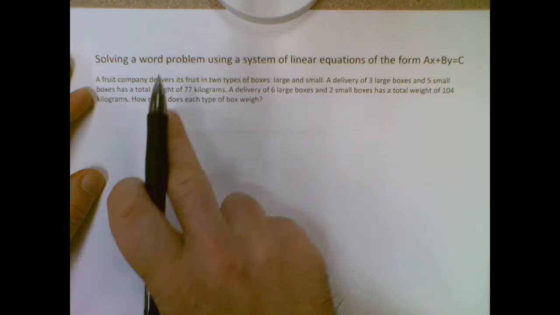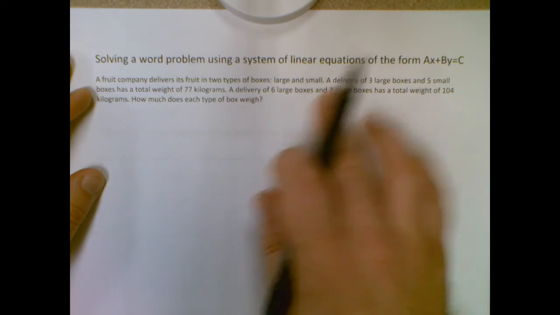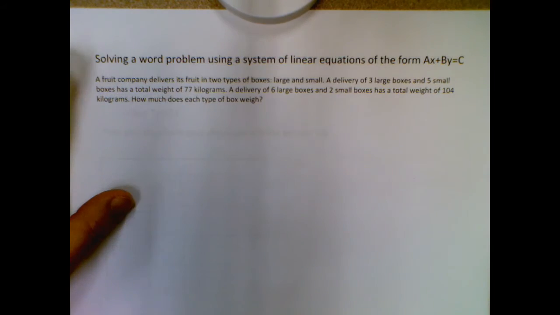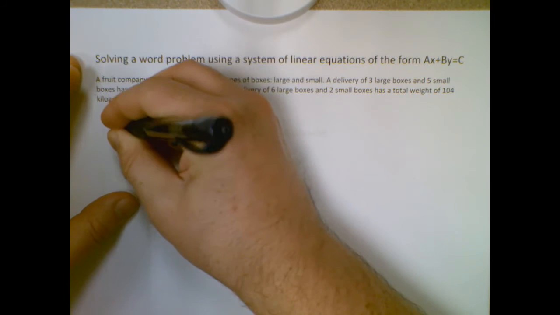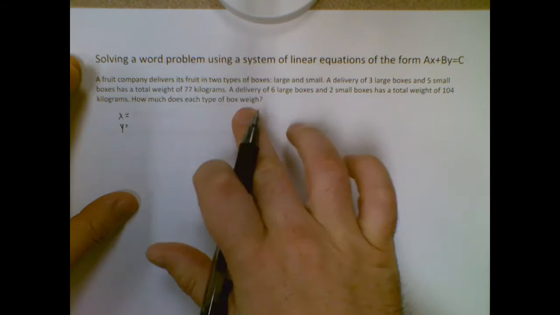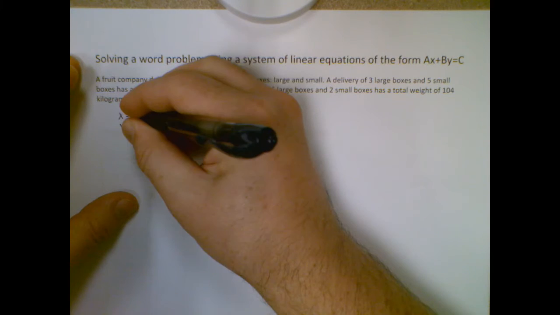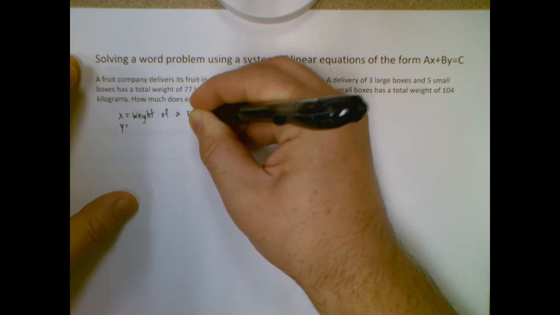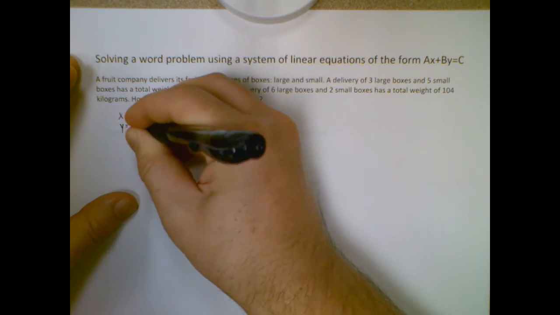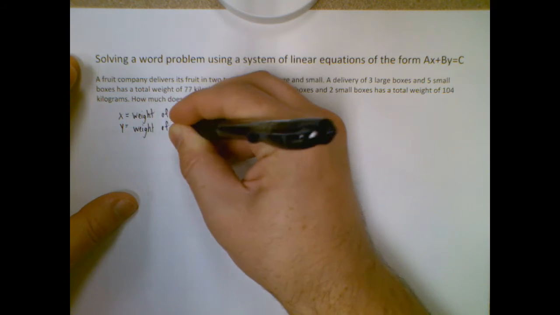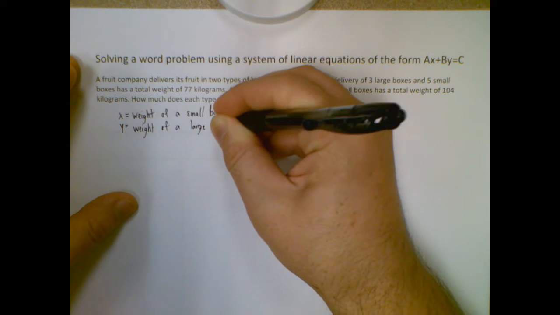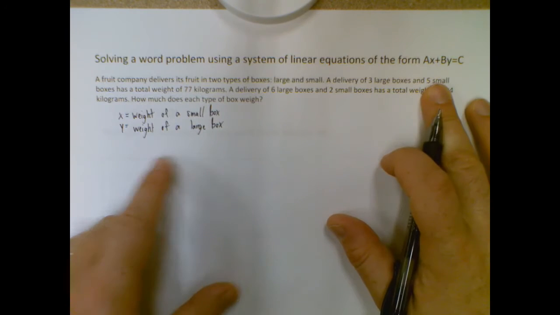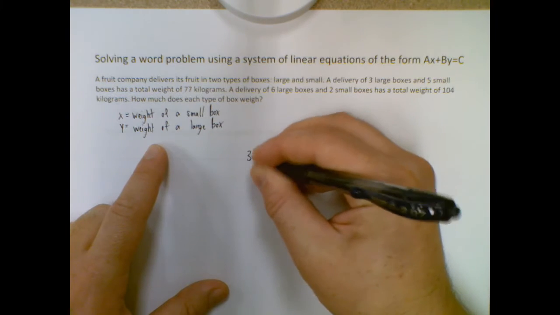So we're going to set up an equation for each delivery, the first delivery and the second delivery. I want my variables to represent the part I'm actually trying to solve for, which is how much each type of box weighs. So we'll make x the weight of a small box, and y be the weight of a large box.